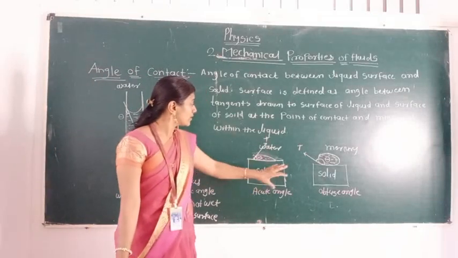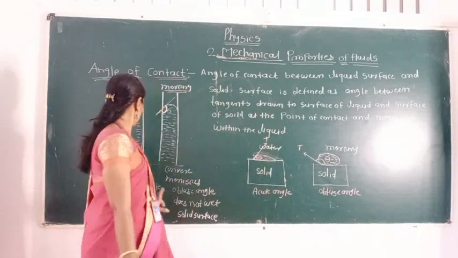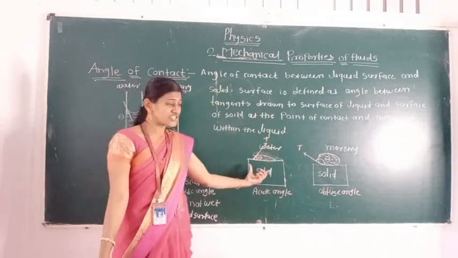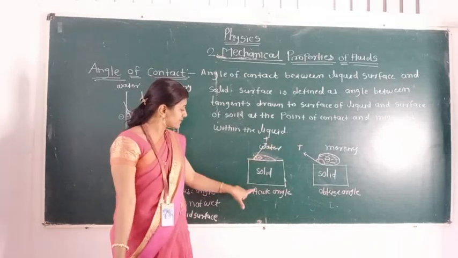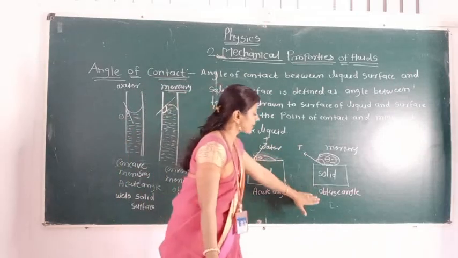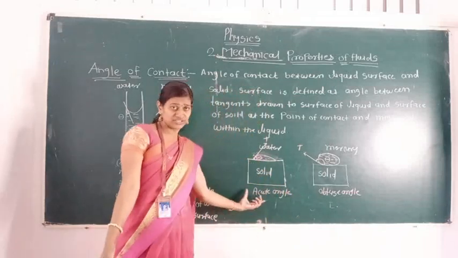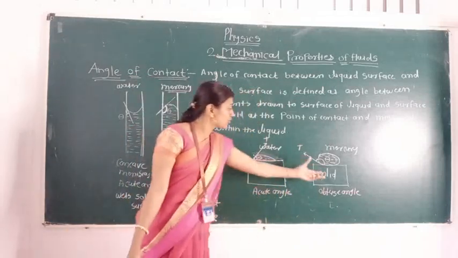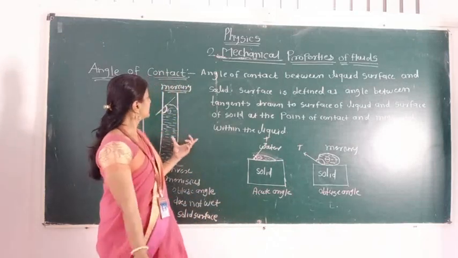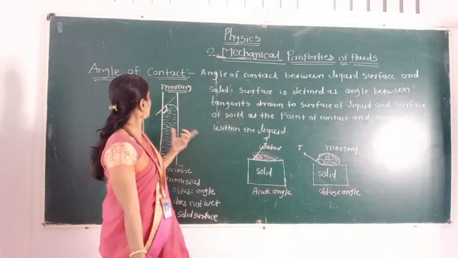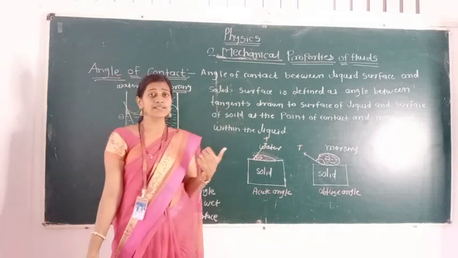And we will discuss the water and mercury. In case of water, it is a concave shape of meniscus. In case of mercury, it is convex. In this case, an acute angle is there. In this case, an obtuse angle is there. Water wets the solid, mercury doesn't wet the solid. See, this is the definition. Next we will see the shapes of meniscus.